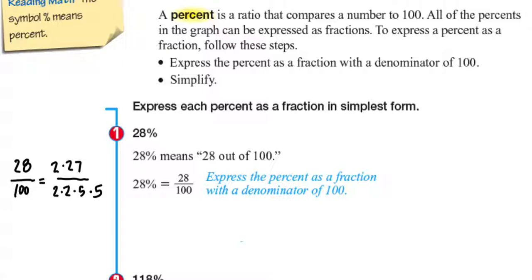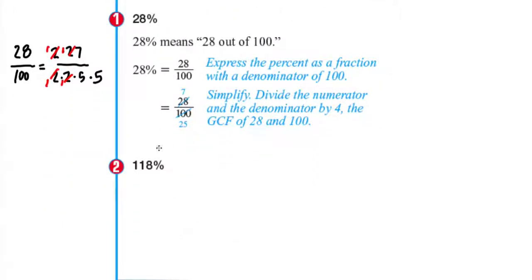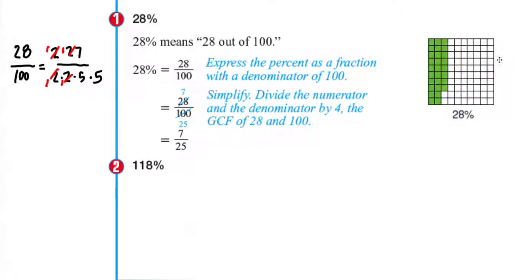So again we simplify this. Cross cancel our common factors, and you end up with 7 over 25, because the GCF would be 4. That's 7 over 25 in simplest form. Now if you draw this out, 28% is 28 out of 100. So we make a chart of 100 cubes in 1 unit and shade 28. That's how 28% actually looks.